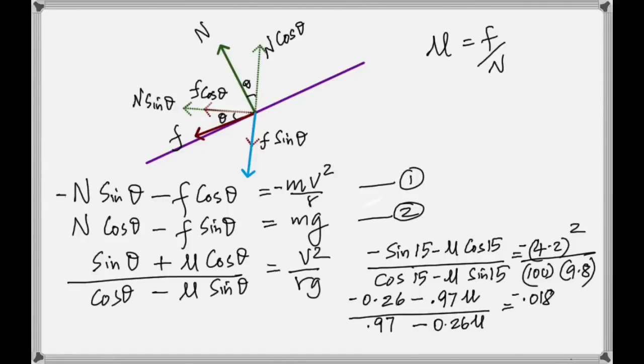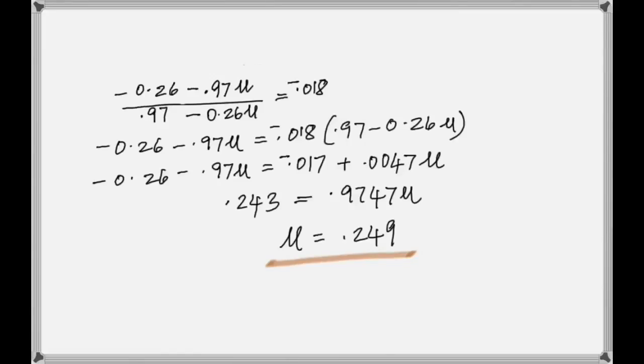Then I've plugged in the numbers, because theta is given as 15 degrees, so I plugged in 15. Velocity is given, plug that in. Then you have to separate the mu and calculate. When you do all that calculation, you get mu is equal to 0.249. It's a little bit of calculation, but you have to be careful about the components.